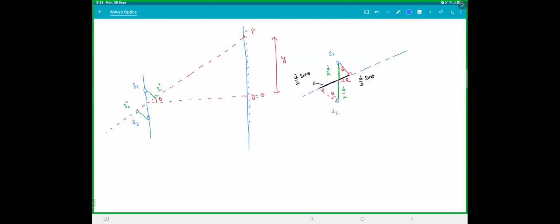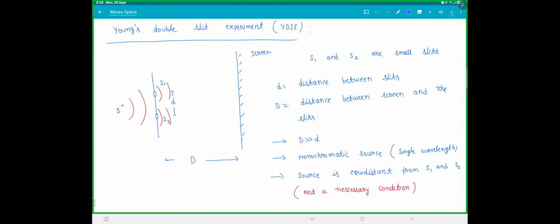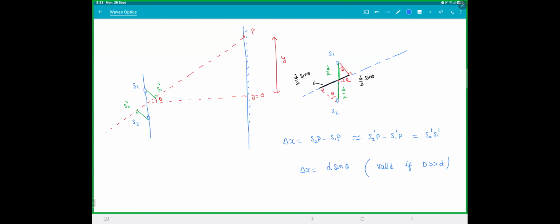So you wanted to find the path difference, which is S2P minus S1P. Since the screen is very, very far, we can approximately assume this is S2 dash P minus S1 dash P, which is nothing but S2 dash S1 dash, which we can clearly see here. Delta x is nothing but d sine theta. This is the main theme. And remember, this is valid only if capital D is much, much greater than small d. That's your first assumption. Clear with this? This is that approximation that we used.